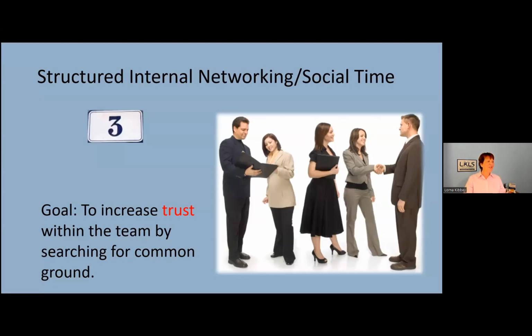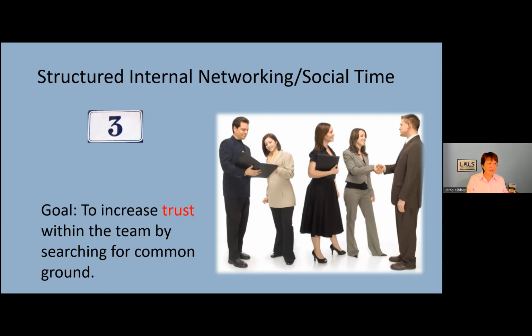Number 3, structured internal networking and social time. The goal here is to increase trust within the team by searching for common ground. And what are we talking about here? We're talking about those potlucks and those casual meetings and building in time before your meeting starts for people just to talk with each other and say hello, especially if you're doing remote work. If you have people who are working remotely or you're doing virtual meetings, a lot of that internal networking gets completely lost because we have no water cooler or lunchroom where we meet in common. So allow time for that in your virtual meetings, allowing time for people just to get to know each other.